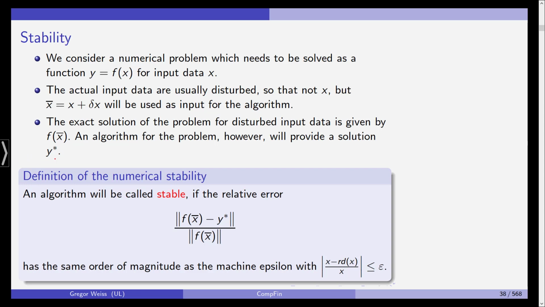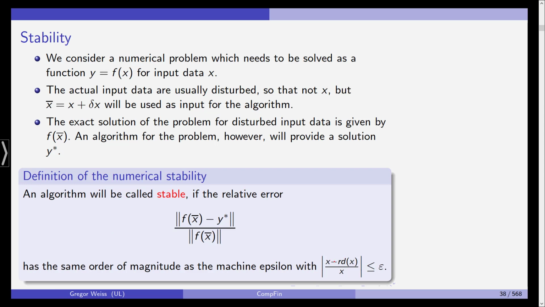And numerical stability is a property of an algorithm, and it's called stable if the relative error, f of x bar minus y star, as a norm, could be, for example, the absolute value of this difference divided by the absolute value of f of x bar, has the same order of magnitude as the machine epsilon. And the machine epsilon is actually defined by this here.